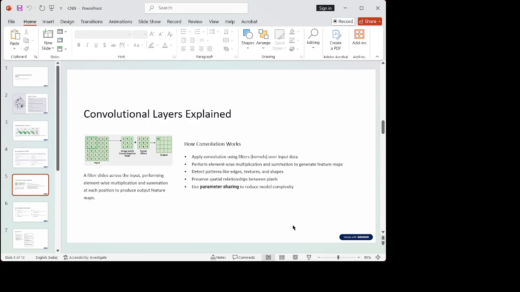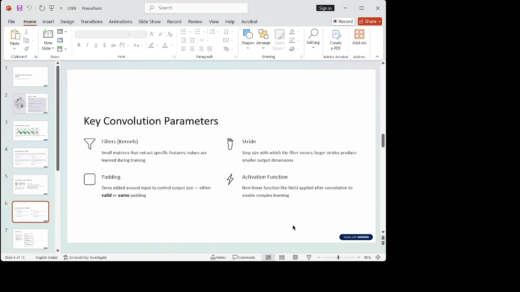The main objective of a convolutional network is applying convolution using filters or kernels over the input data, and performing element-wise multiplications and summations to generate feature maps, detect patterns like edges, textures, and shapes, preserve spatial relationships between pixels, and finally, it uses parameter sharing to reduce model complexity.